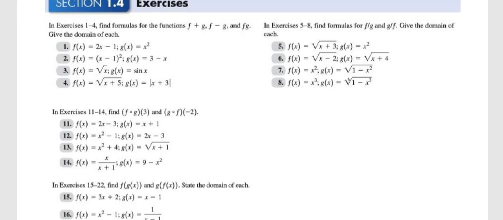Okay, did we have any questions on 2 through 8 evens? Any questions on 2 through 8 evens? Yes.